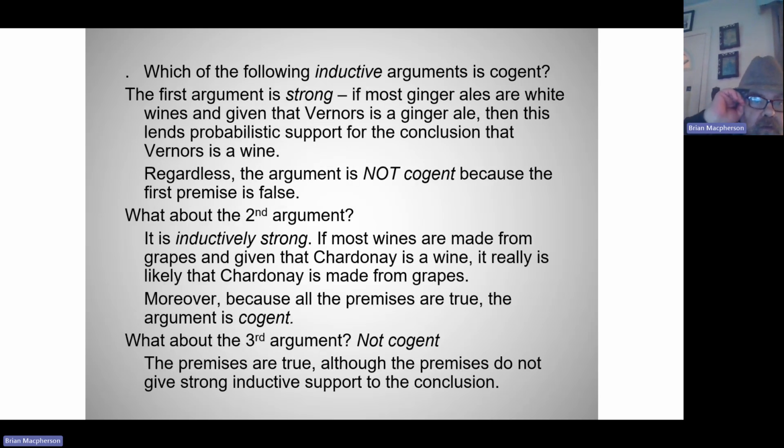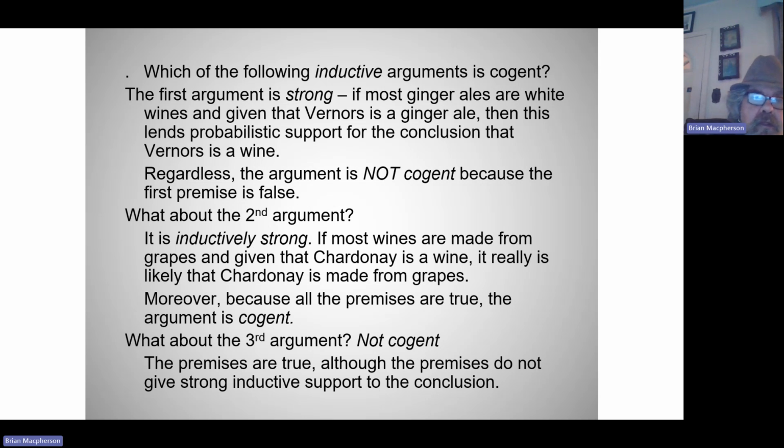Which of the following arguments is cogent? As we just said, the first argument is strong. If most ginger ales are white wines, and given that Werner's is ginger ale, then this makes it probable that Werner's is a wine. However, the argument is not cogent because the first premise is false. Most ginger ales are not white wines. Okay. Now, what about the second one?